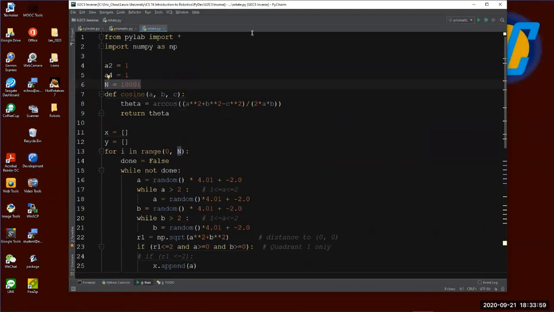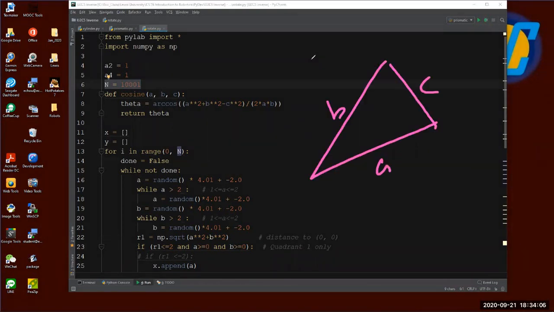So here, basically, you are thinking of A, B, and C. We calculate the theta over here. That's the theta we return for the cosine law. So given any numbers A, B, C, the 3 sides, we are going to calculate the angle that is opposite to the side C.